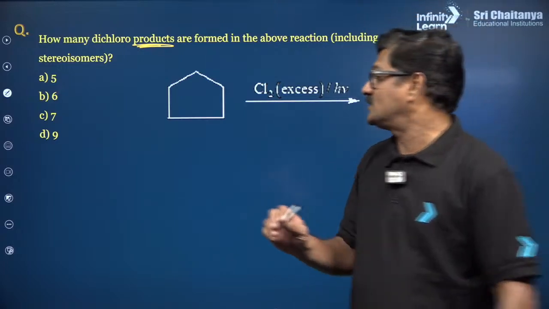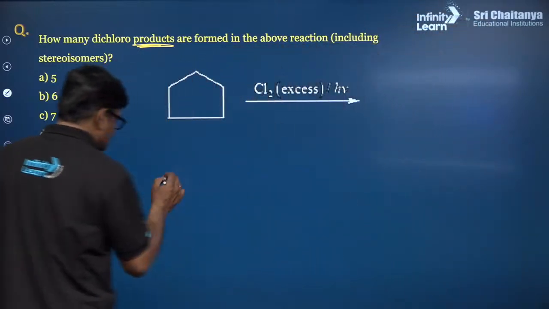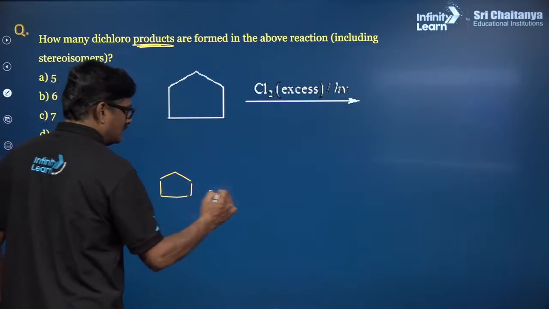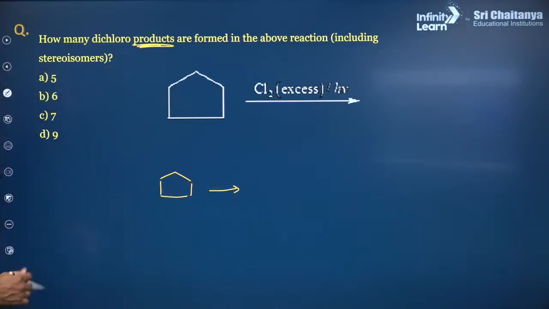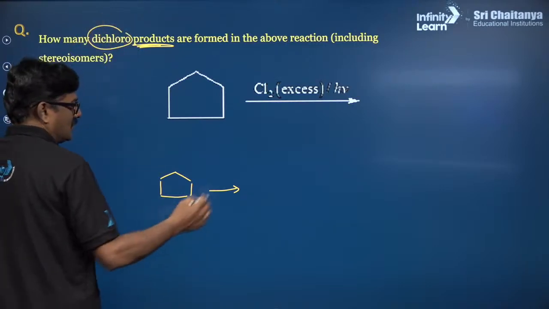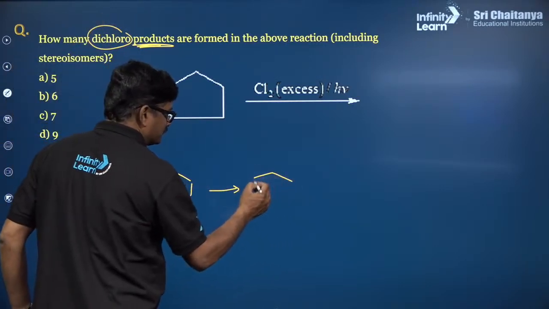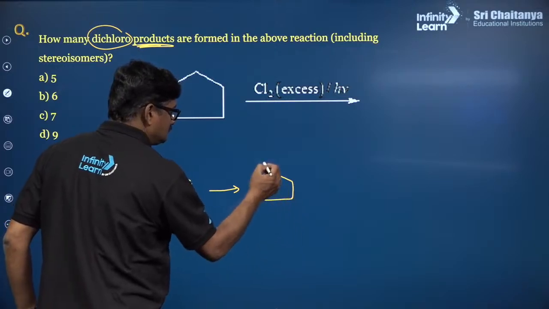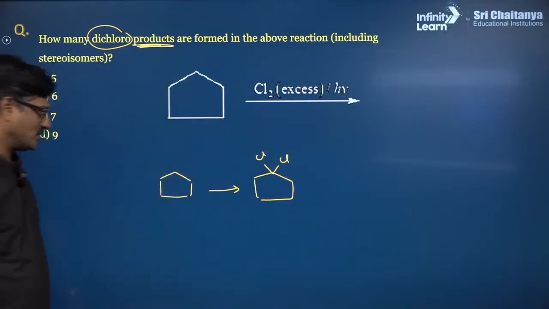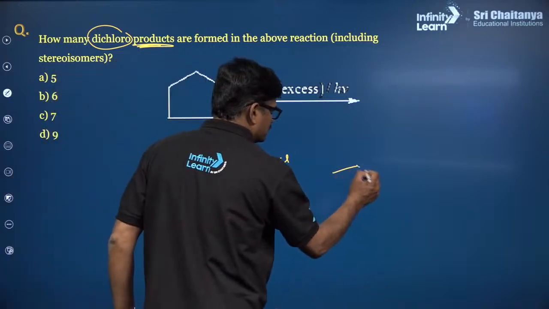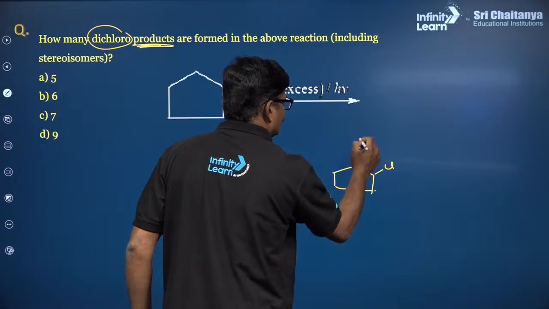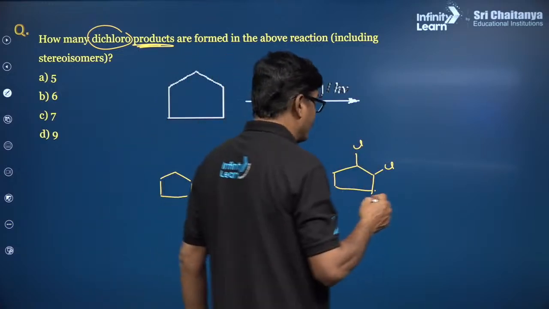Okay. So one hydrogen from the cyclopentane, 2 hydrogens, dichloro products, no? So 2 hydrogens are replaced, 2 chlorines. Okay, I just want to make it here 1,2. Okay, and I want to make it 1,3 as well.